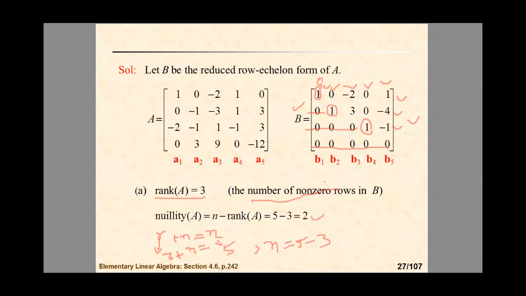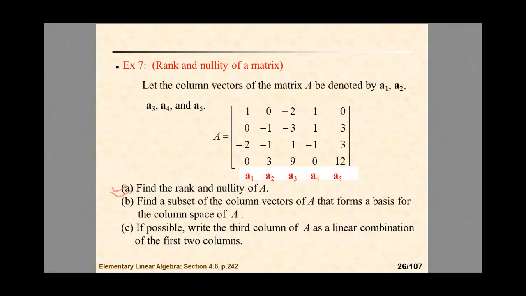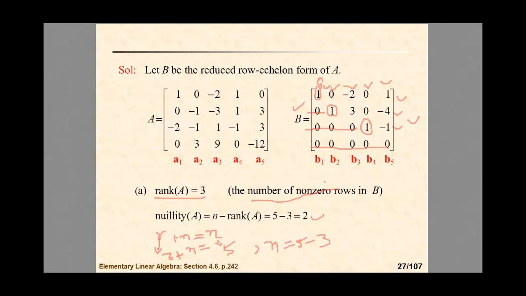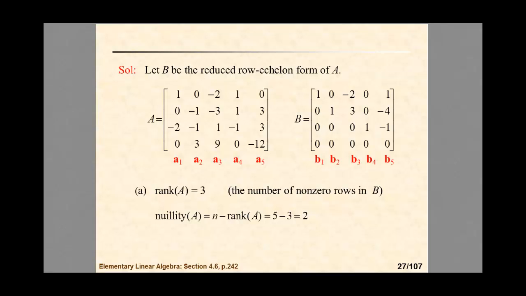Now let's progress to part B. In part B it says to find the subsets of the column vectors of A that form a basis for the column space of A. So what are the bases of the column space? So we see that, I'm clearing the page. So here we see what the column spaces are.